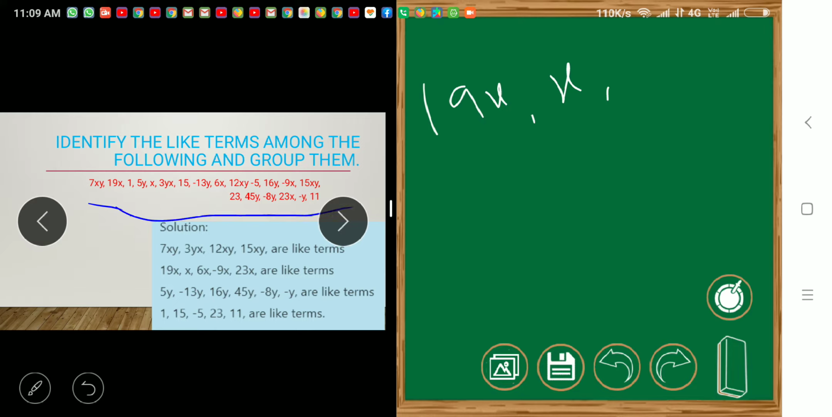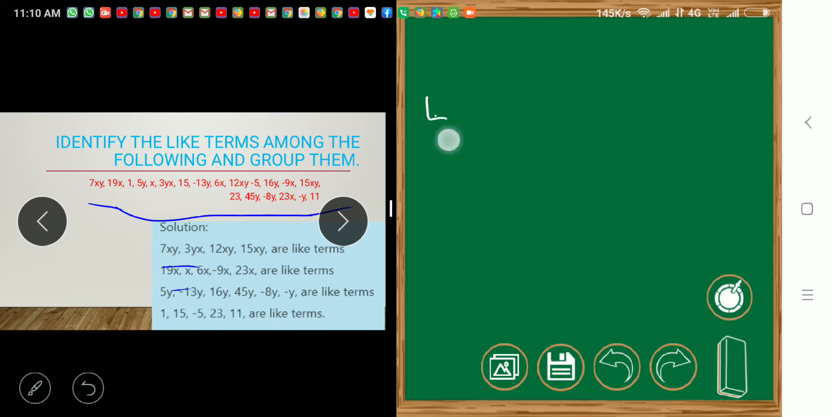Okay, and 6x is a like term, and minus 9x. See, don't look at the coefficient. It need not be the same. Only the variable should be the same. 9x and 23x, these are all like terms. Previously we saw the xy terms. Now we have finished the x terms.